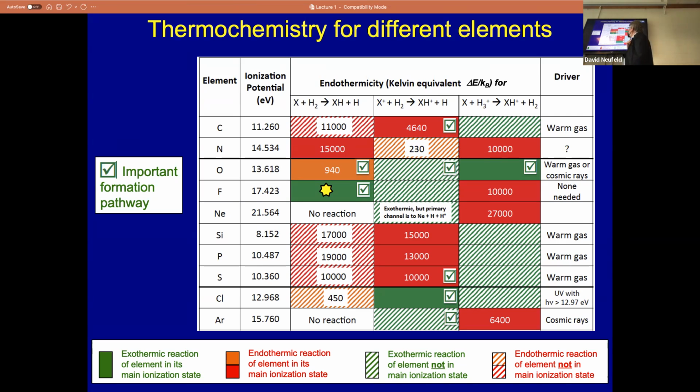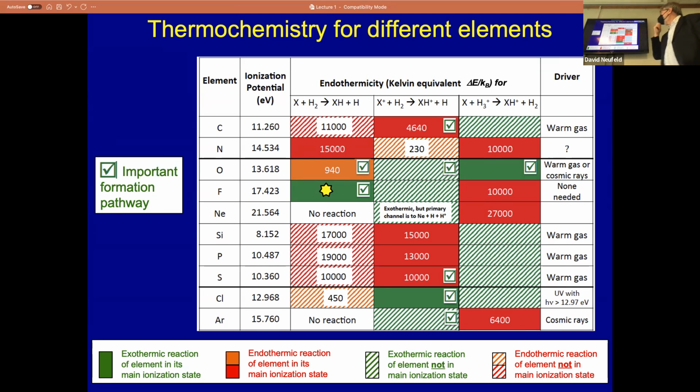So the leftmost column shows the element involved. And these are all in the first two rows of the periodic table. They're all fairly abundant astrophysically. And then the second column gives you the ionization potential for atoms of that element in electron volts. And this is critical because if the ionization potential is less than that of hydrogen, 13.6 electron volts, then that element will be exposed to ultraviolet radiation throughout, from hot stars throughout the galaxy, and will be singly ionized.